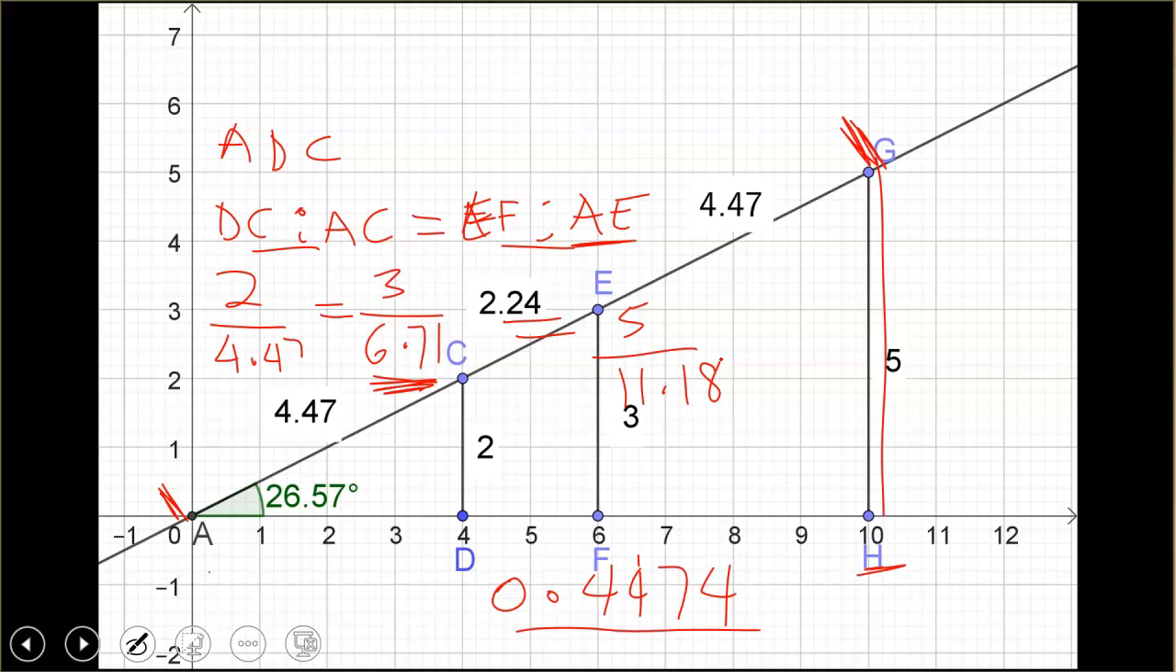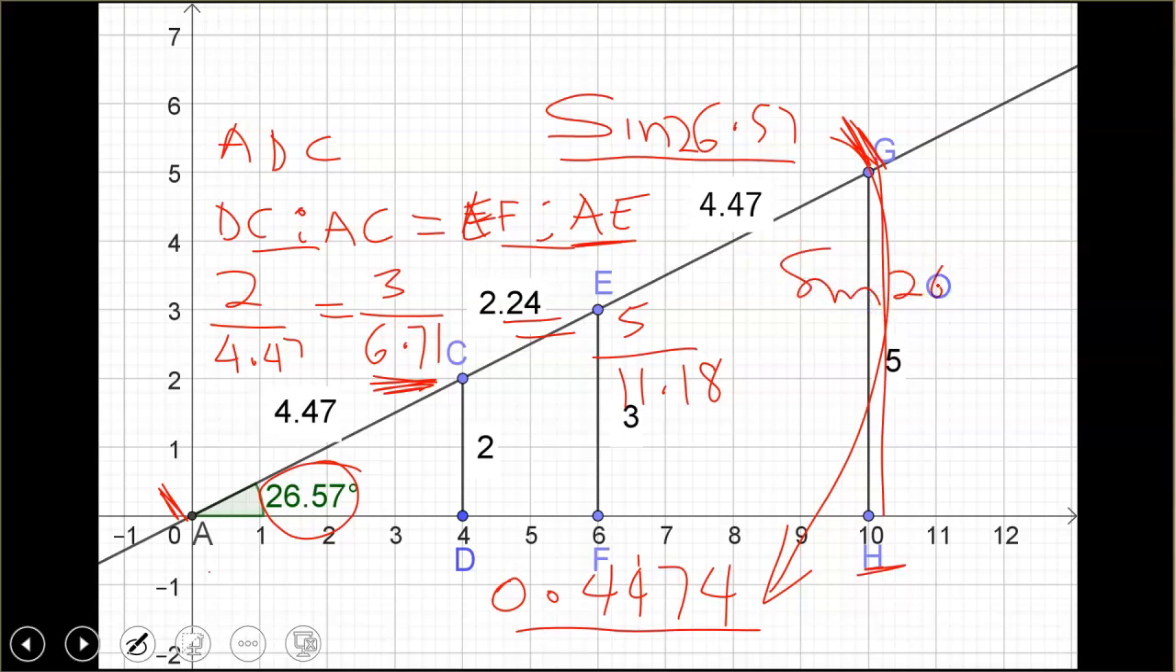Now, again, what I want you to do is this. Pick your calculator again, and on your calculator, key in sine of the angle here, this angle, which is 26.57. You realize that the result of this will be the same as this one as well. What it means is that if I pick the sine of the angle, which is 26.57, it should be equal to the opposite side here, which is 2, divided by the hypotenuse side here, which is 4.47.